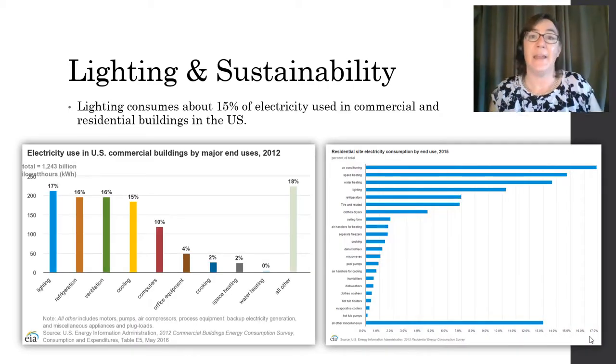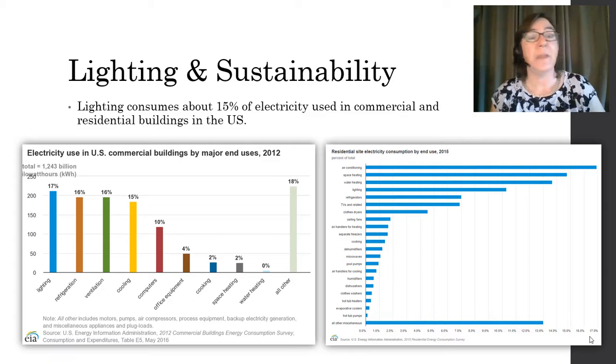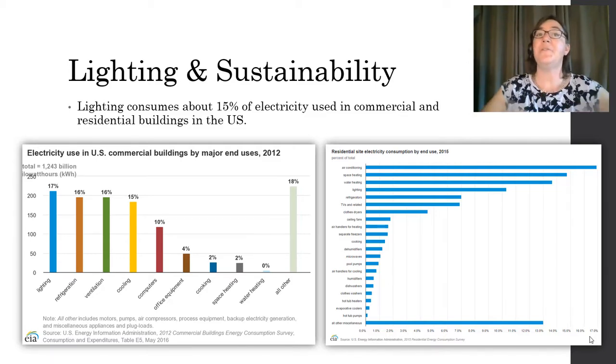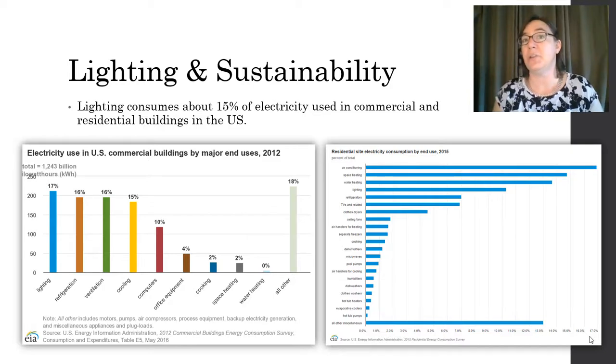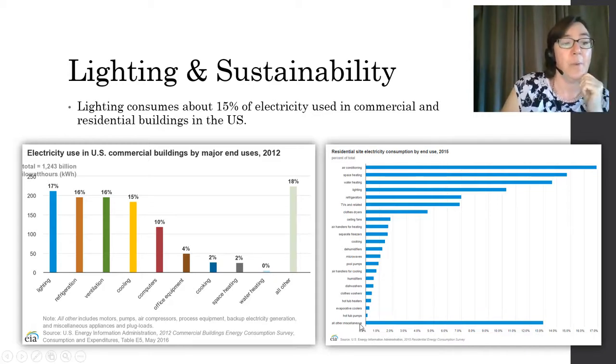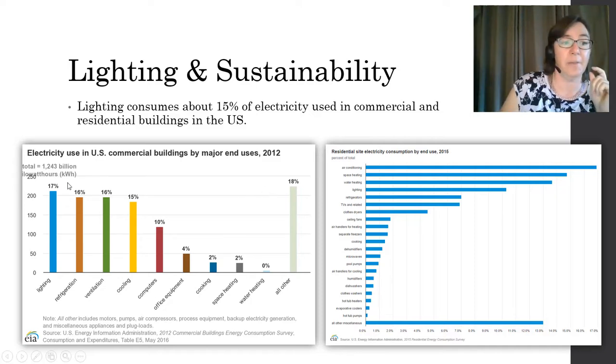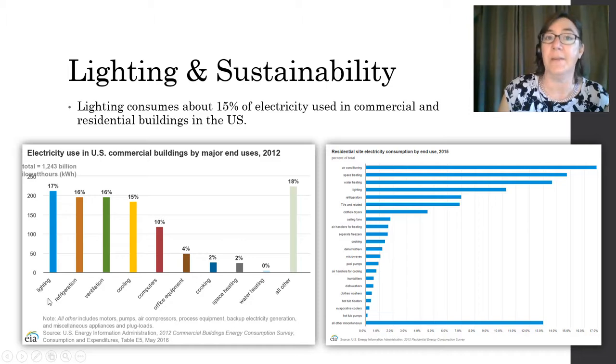Why is lighting and the electricity it uses so tied to sustainability? Well, it's because lighting consumes about 15% of the electricity in commercial and residential buildings here in the US. That's a fairly large chunk. And let's take a look at it. On the left, we have commercial buildings, and you see the lighting on the far left. That's 17% of that building's energy use.